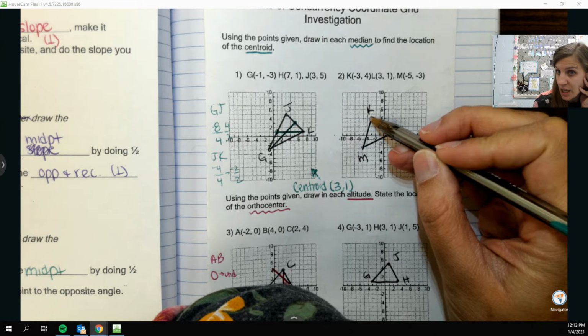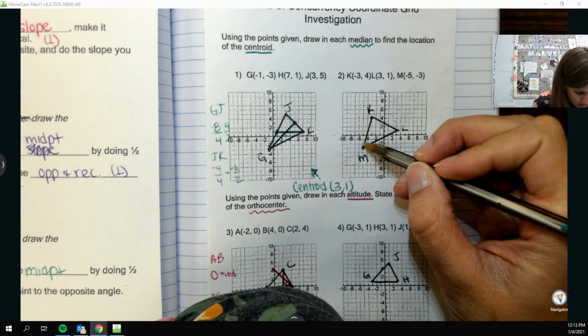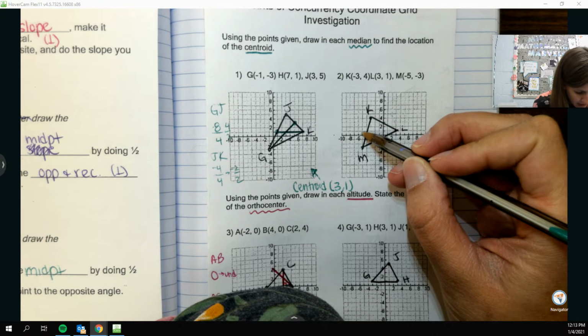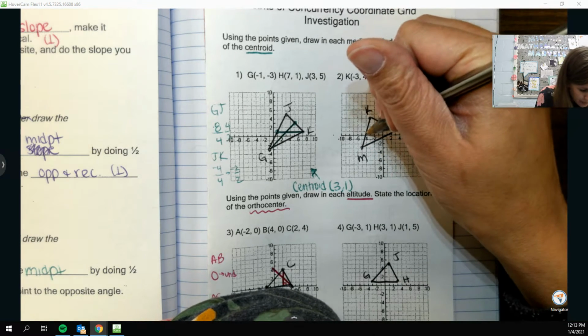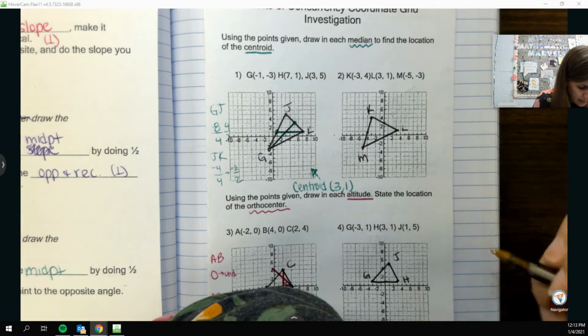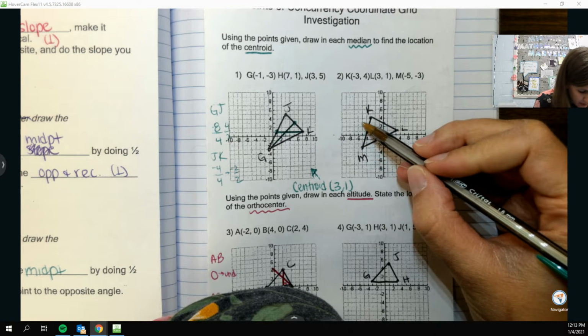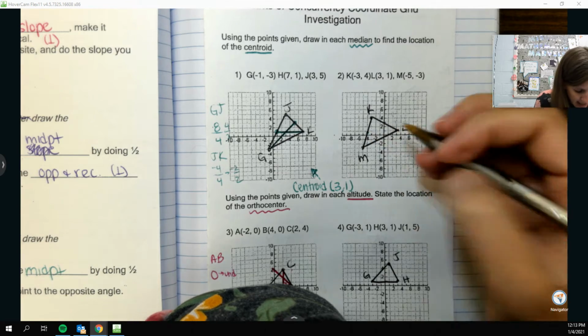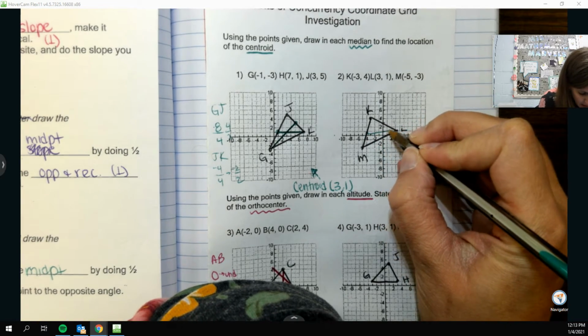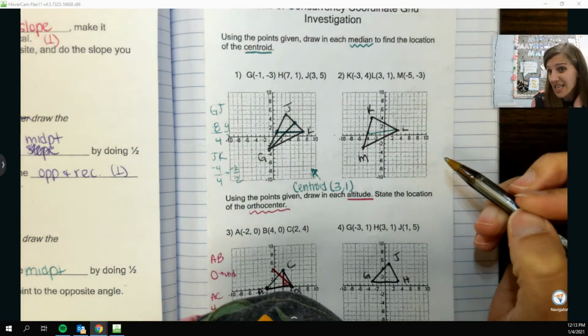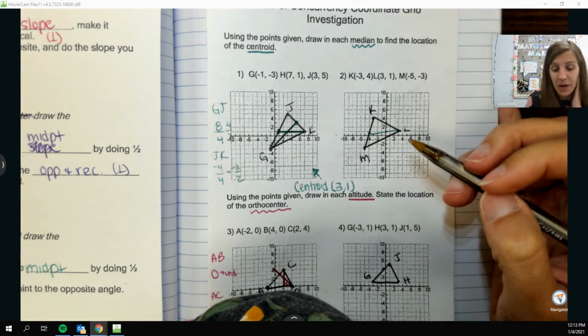So that's kind of interesting. Instead of going up 7, I'm going to do 3.5, and then over just 1. Did I count that right? 1, 2, 3, 4, 5, 6, 7. I did. And then I need to connect that to L. And then I need to do at least one more median to find where they cross each other.